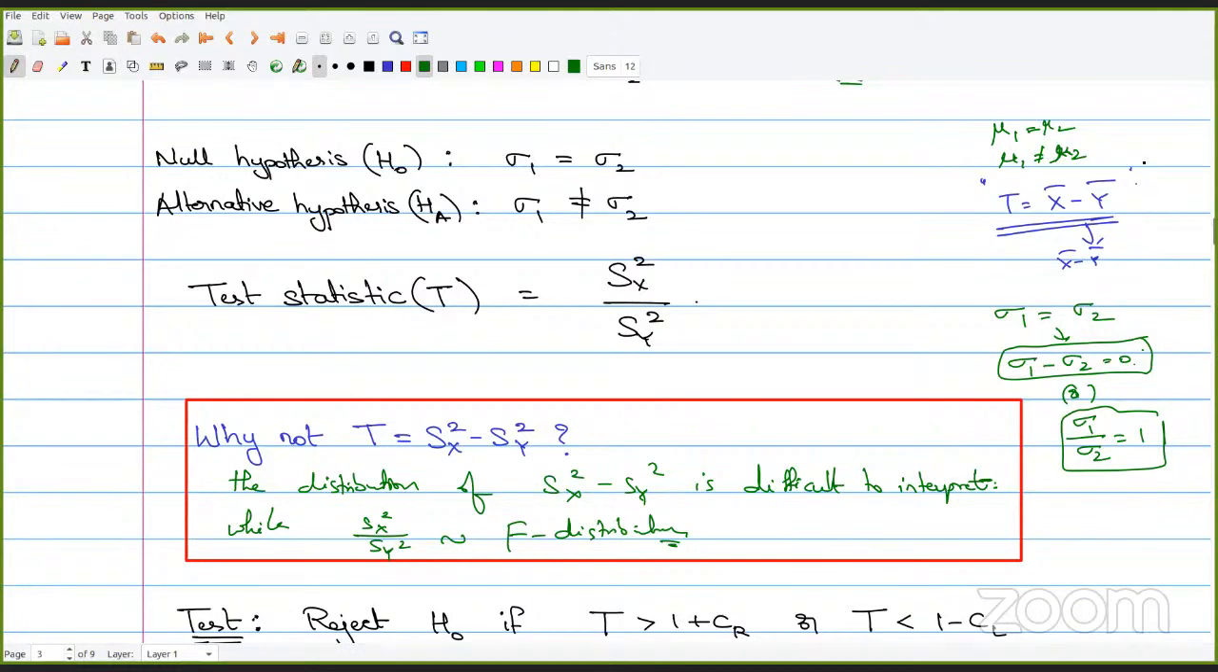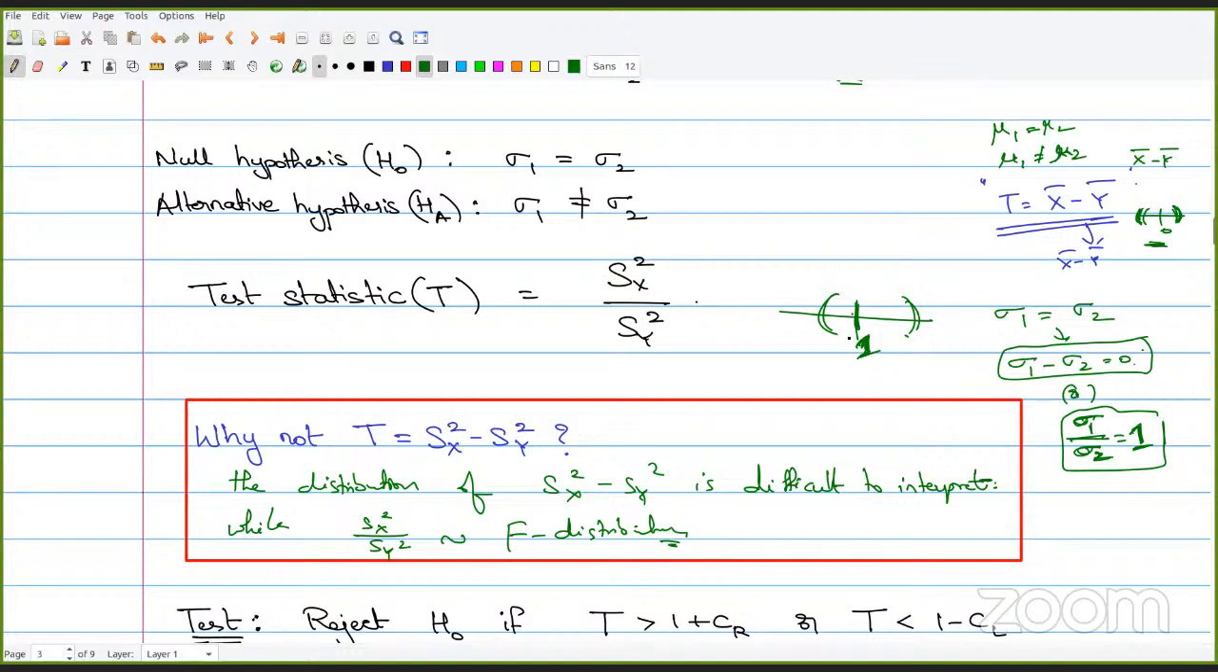The test statistic you take is x bar minus y bar, and you look at around 0. If mu 1 is equal to mu 2, then x bar minus y bar will be 0, so your distribution will more or less lie around 0. But here you are comparing sigma 1 and sigma 2, and we are considering the division sigma 1 by sigma 2, which is equal to 1. So most of the time our test statistic value will lie very near to 1.